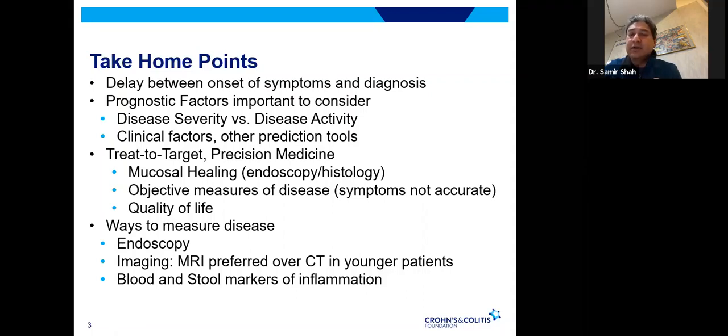Endoscopy is still considered the gold standard, but it's not the most convenient thing for patients to have to go through a colonoscopy. It's invasive. There's imaging, and they've come a long way. I prefer MRI over CAT scan, especially in younger patients, to avoid the radiation risk, but CAT scans can be useful, and they've done things to reduce the radiation risk. And finally, we'll talk briefly about blood and stool markers of inflammation. I'm a big fan of one of the stool markers. It's much less invasive than colonoscopy, but not as convenient as a blood test. Next slide.